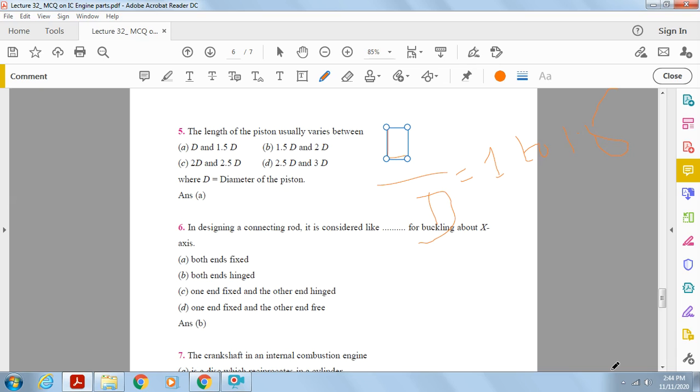In that case the correct option would be both ends hinged. We know that in the connecting rod there are two ends, one is the big end and another is the small end. Those two ends will be hinged for buckling about the x-axis. So the answer is option B, both ends hinged.